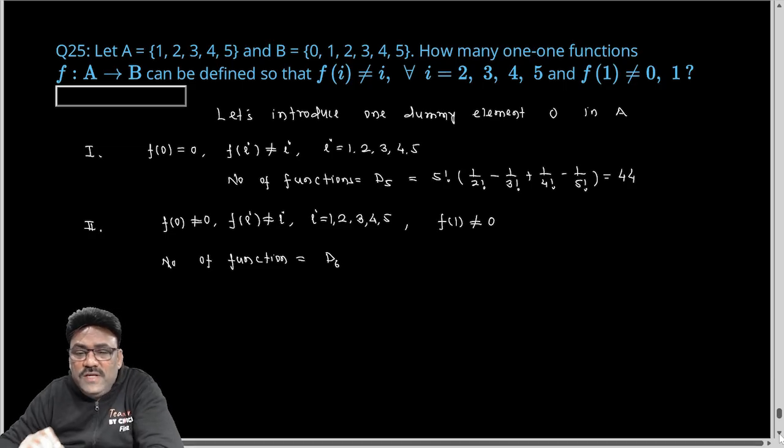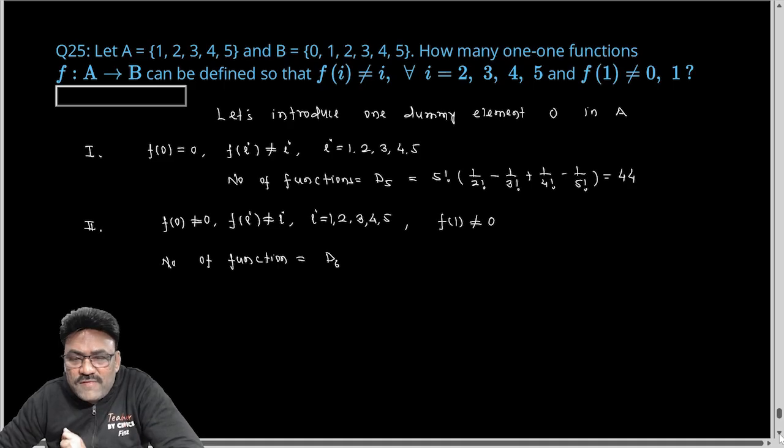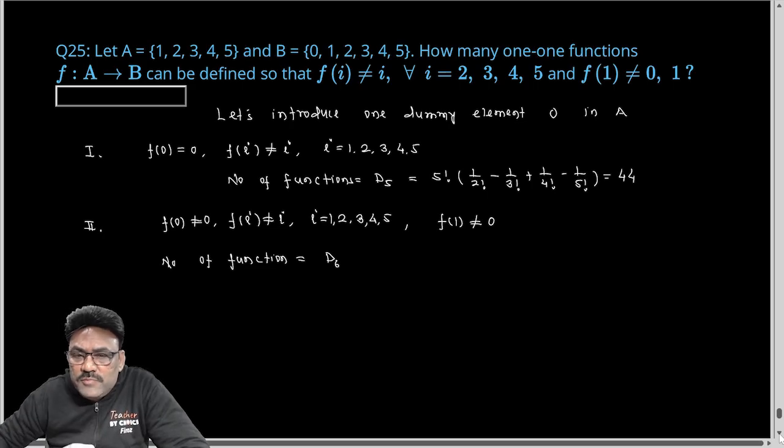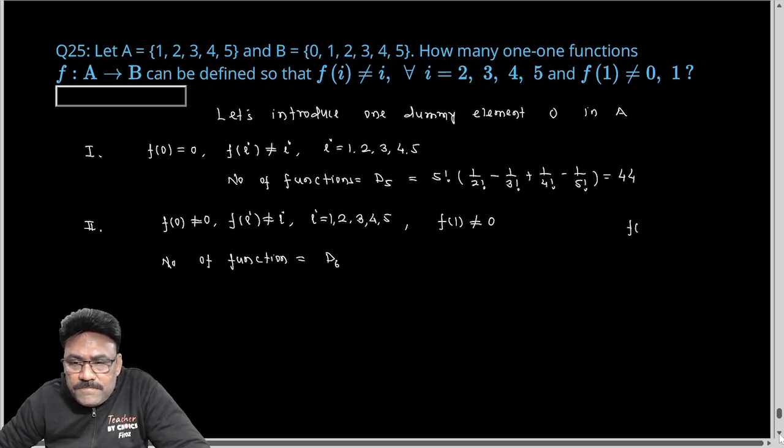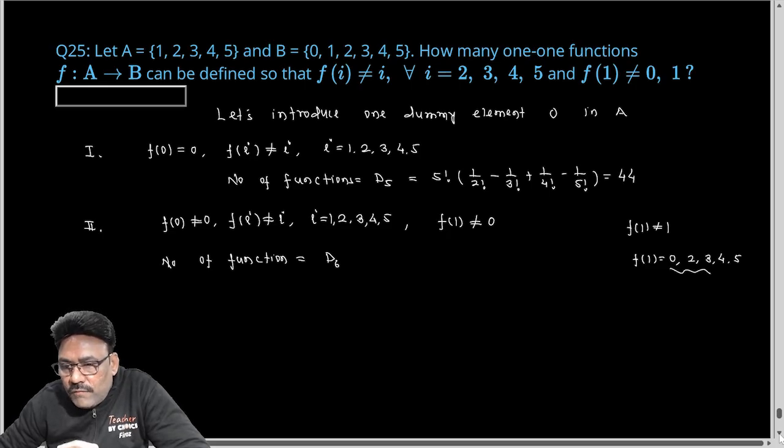D6 will be 265. So in these 265 cases, there will be some cases where F1 is 0. Actually, I have to take F1 not 0. So see, F1 is surely not equal to 1 because I have already written Fi not equal to i. So F1 is surely not equal to 1 in these cases. But F1 can be 0, F1 can be 2, F1 can be 3, F1 can be 4, F1 can be 5. Total 5 possibilities.